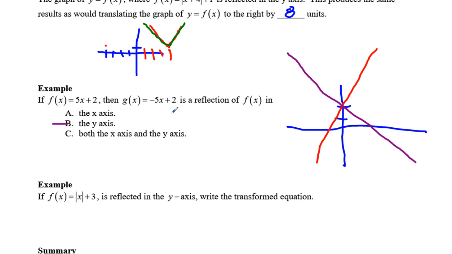Now, the interesting question becomes, did we reflect in both? All right? Did we reflect in both the x-axis and the y-axis? I don't think we reflected in the x-axis. And the reason I say that is because positive 2 stayed as positive 2. I didn't jump down here to negative 2. I ain't going through this point here. So I can't say that I've reflected in the x-axis. So I'm liking the answer of B.